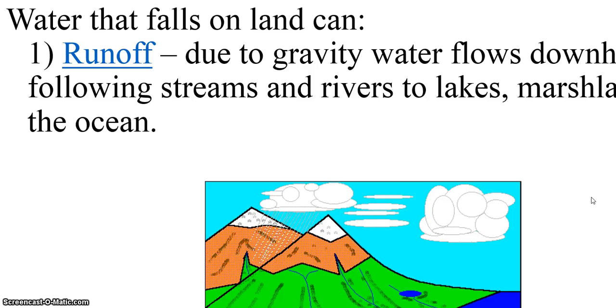Water that falls on land can do several different things. First is runoff. Due to gravity, water flows downhill and it follows streams and rivers to lakes, marshlands, or oceans. These areas right here would be runoff. These would be creeks that run back to a larger body of water. At this time, pause and look at the runoff.